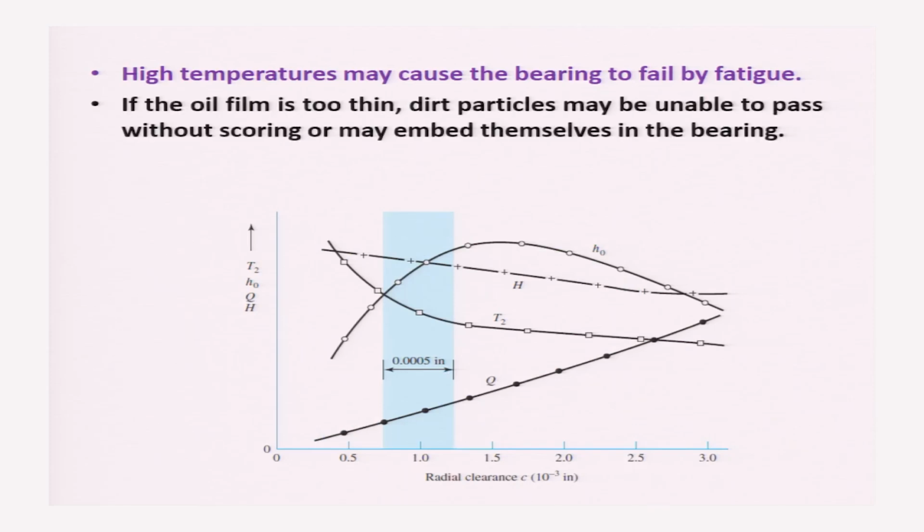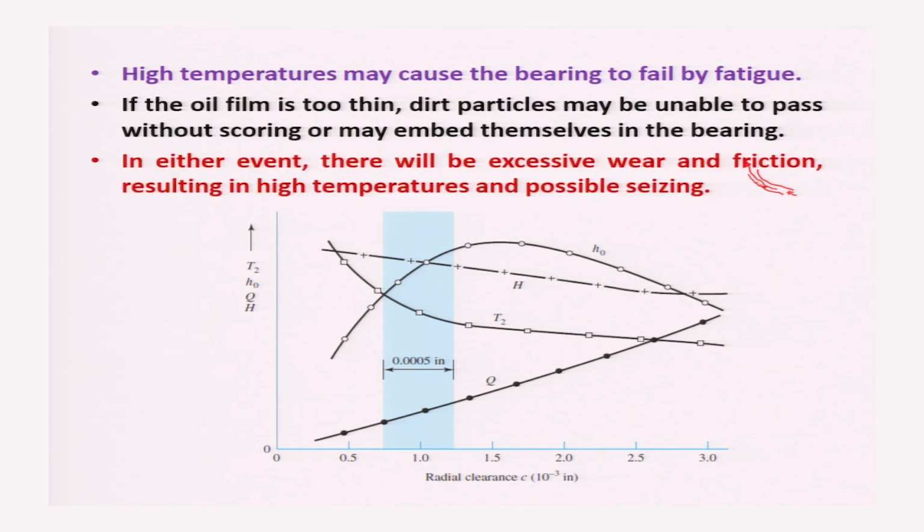If the oil film is too thin, dirt particles may be unable to pass without scoring or may embed themselves in the bearing. The meaning is, if the gap is very small and some foreign particle is there, it may embed in it or it may wear the surface. But if the gap is more, the lubricant flow will be more and the foreign particle will be flushed out. In either event, there will be excessive wear and friction resulting in high temperatures and possible seizing of the bearing.